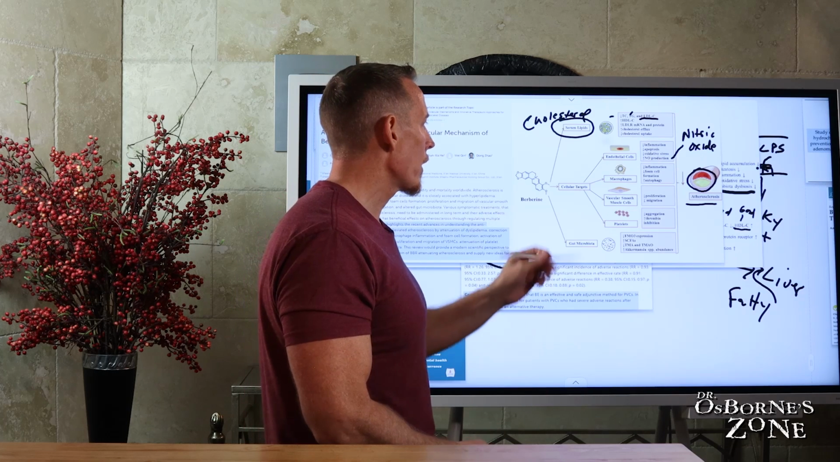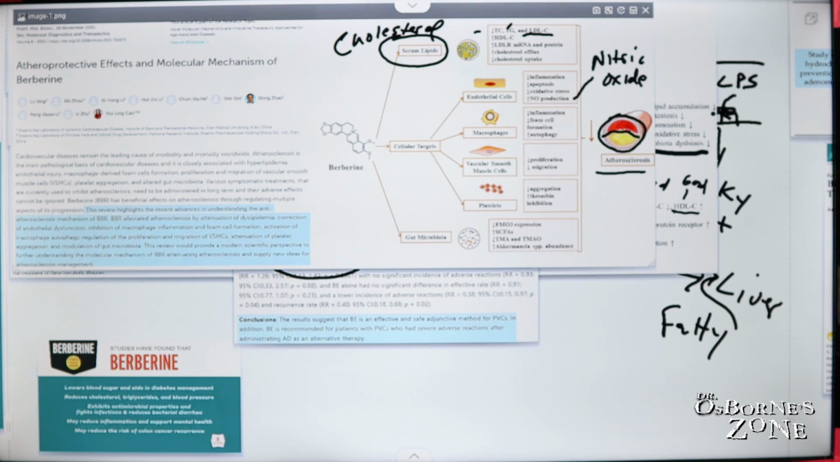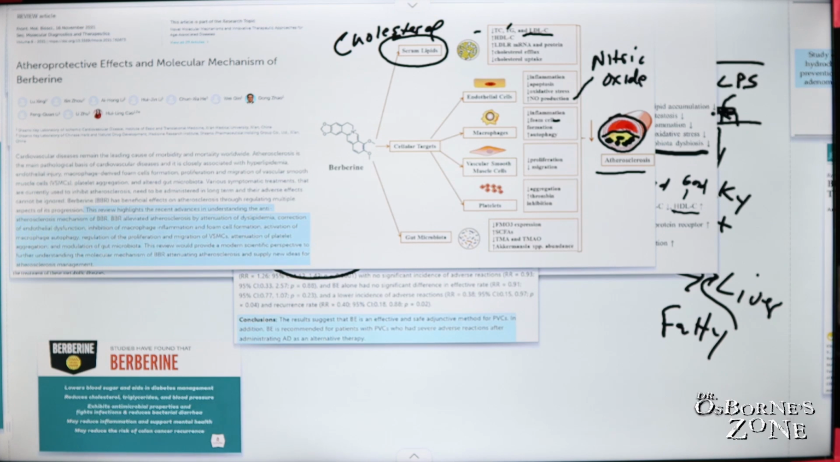We also know that there are additional things that occur with macrophages. These are types of white blood cells that lead to inflammation and the plaque formation in the arteries. You can see here that berberine's effect with macrophages is it reduces inflammation, reduces foam cell formation. Foam cells are what really line this area in here and begin that formation of plaquing. So again, berberine reduces foam cell formation and increases autophagy. We also know that it has an effect on the vascular smooth muscle cells, reducing proliferation and migration.